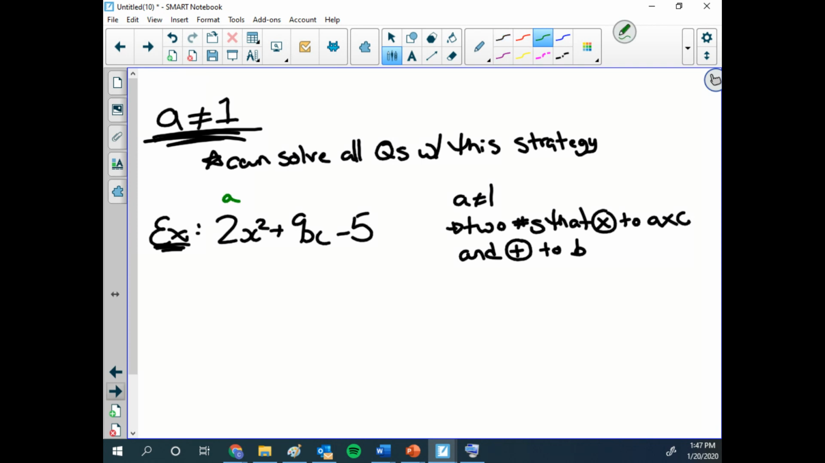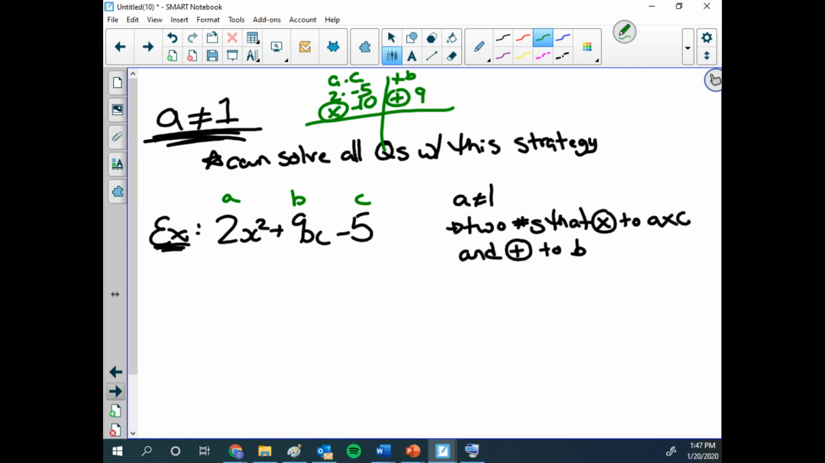So this is a, b, and c. And just to save space, I'll just move up top there. So I'm looking for 2 numbers that multiply to a times c, so 2 times negative 5. I'm looking for numbers that multiply to negative 10 and add to b. So those numbers need to add to positive 9. Anybody? What are those 2 numbers?